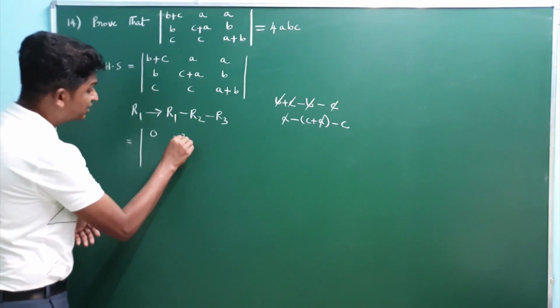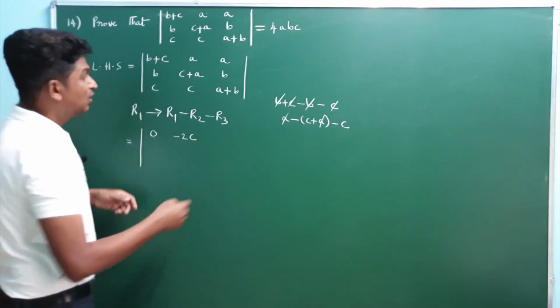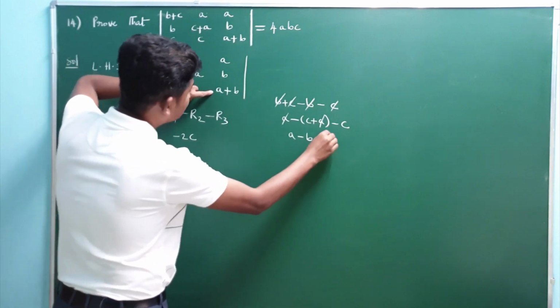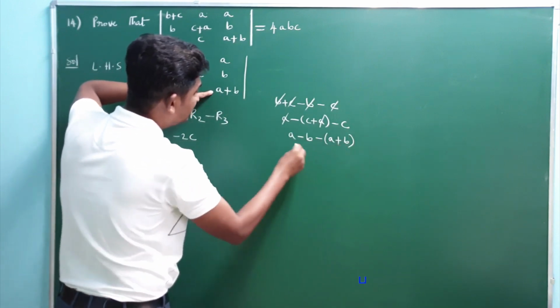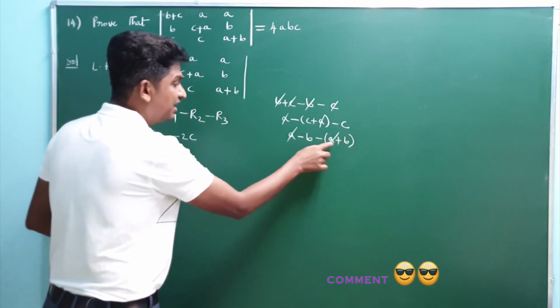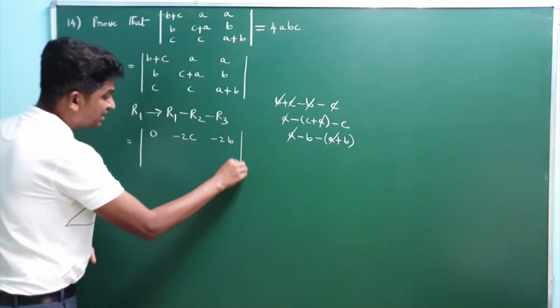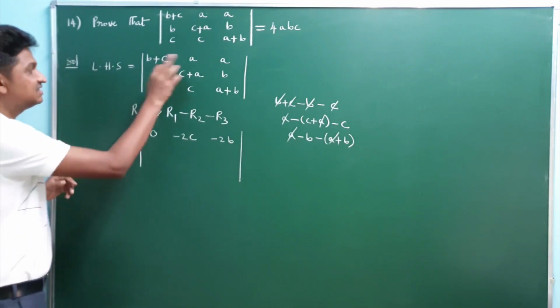So what you will get here? You will get minus 2C here. Now apply this operation: A minus B minus of A plus B. See here, plus A minus A will get cancelled. Minus B is minus 2B. You will get minus 2B here. Okay, rest of all as it is I will write.